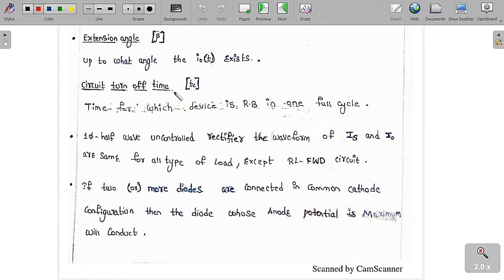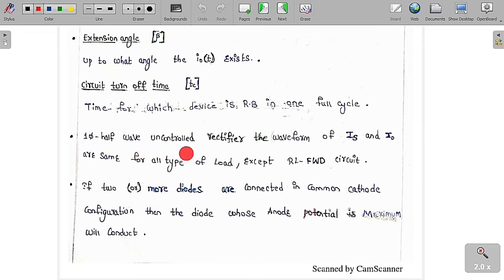Circuit turn off time means the time for which the device is reverse biased in one full cycle. The time for which the device is reverse biased in one full cycle is called the circuit turn off time. Or simply we can say that the time for which a negative voltage is applied across the device in one full cycle is called the circuit turn off time.